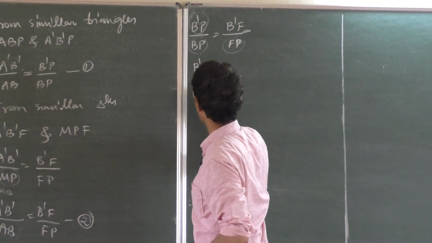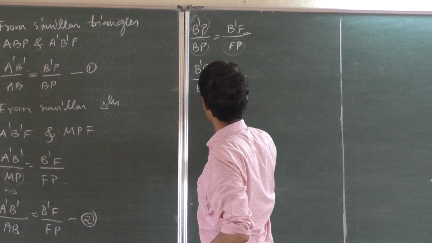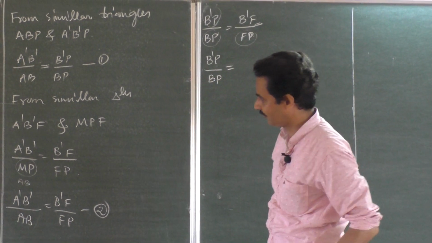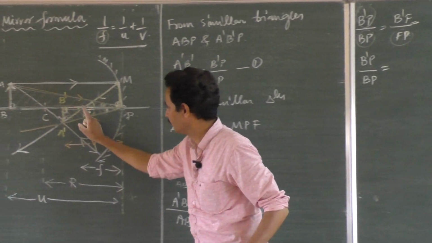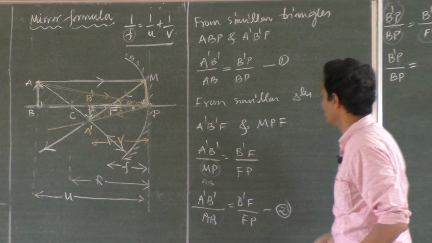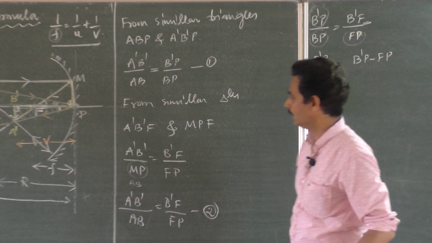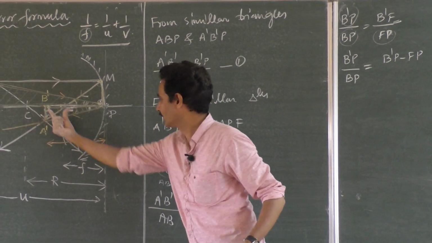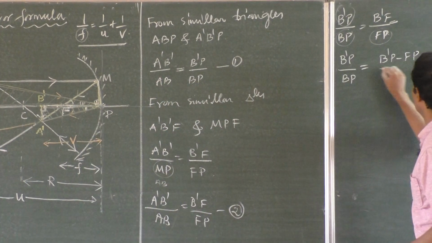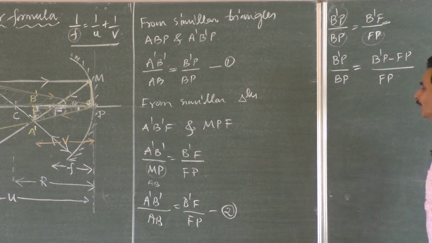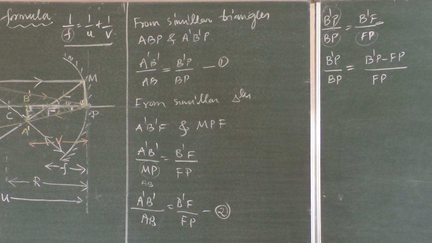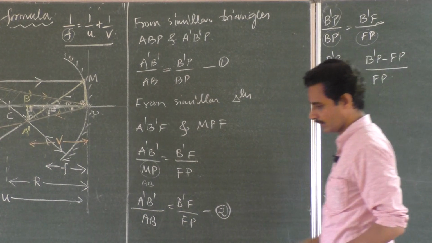B dash p by bp must be equal to b dash f by fp. What is b dash f? Full length minus this one, b dash p minus fp, right? This total length minus this one will remain with the b dash f, divided by fp, right? Now keep on substituting the values of those lengths.